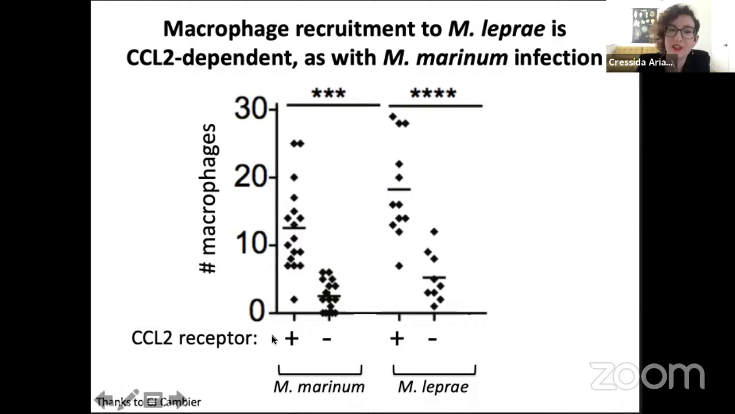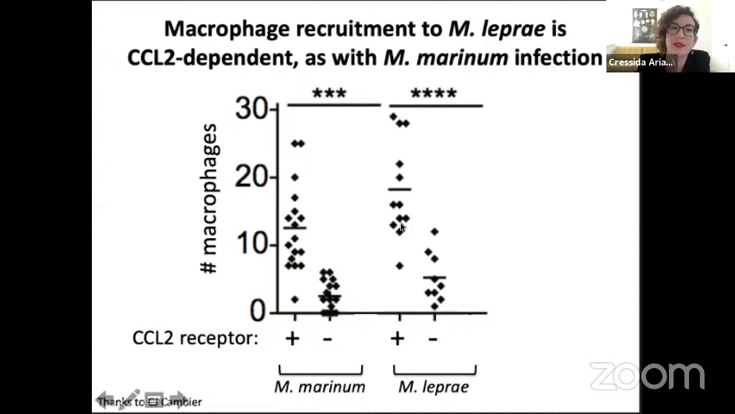So you can see these are fish that either are wild type, so they still have the receptor, or morpholino, so they lack the receptor. You can see when you get rid of CCL2, macrophages are not recruited to M. marinum. And we saw exactly the same thing happening with M. leprae. If anything, there was even more robust recruitment in the CCL2 wild type animals. So that's good and suggests that some of these early events that cause recruitment of macrophages to mycobacteria are similar between M. marinum and M. leprae in the zebrafish.